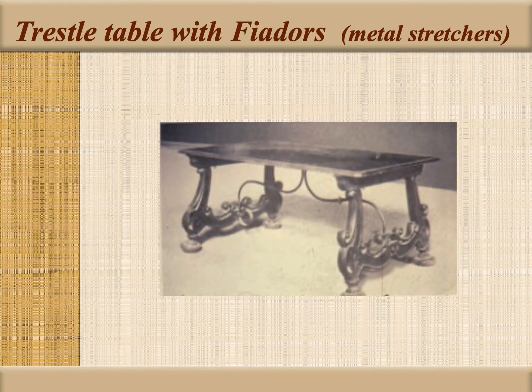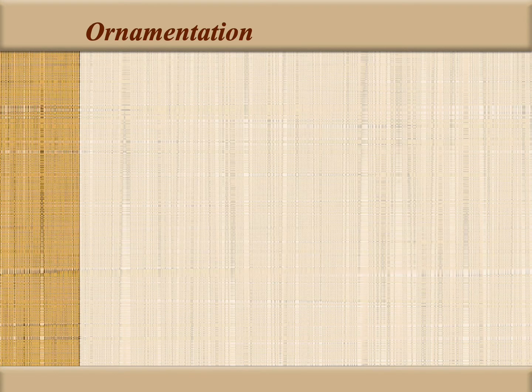This is a trestle table. We've seen trestle tables before, but the main thing to note here is the use of the metal stretcher rather than a wood stretcher that runs straight across. And that metal stretcher, once again, would have been termed the fiador.